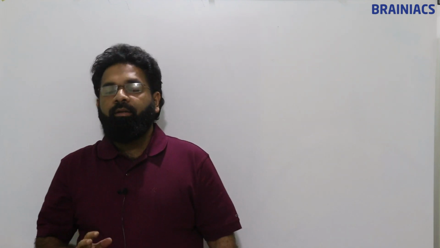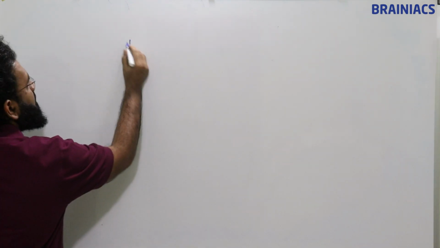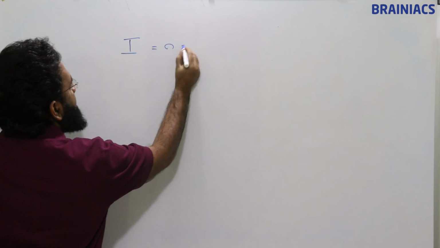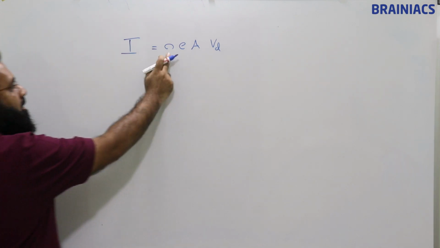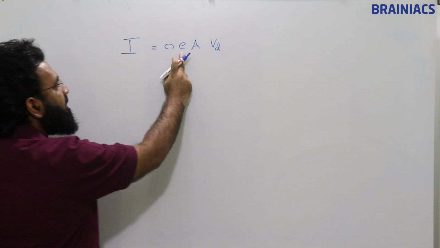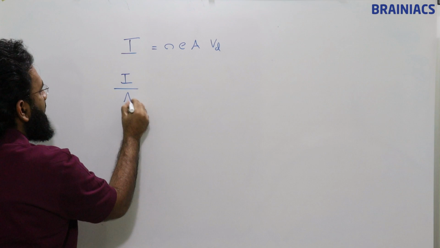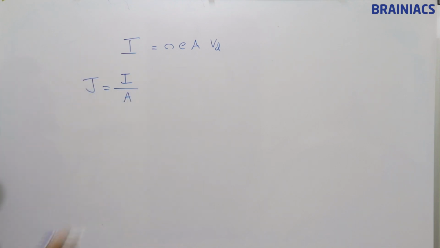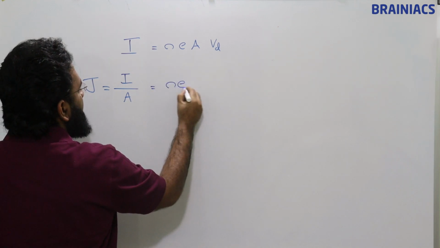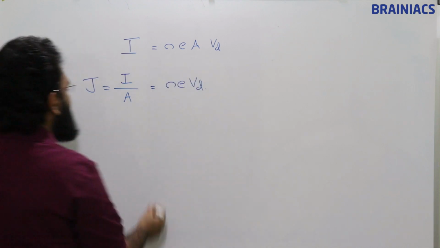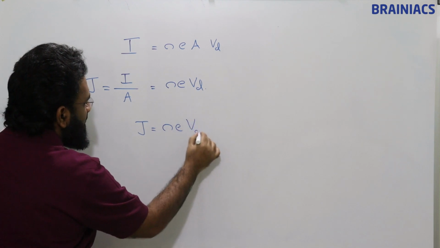Now some more details of current density. How we can connect current density with the conductivity, all those things we will see now. My dear students, see, I is equal to n e A v_d. Current, number density, charge, area of cross section, drift velocity. Now I by A is what? Current density. This is equal to n e v_d. So current density J is connected with the drift velocity with this formula.